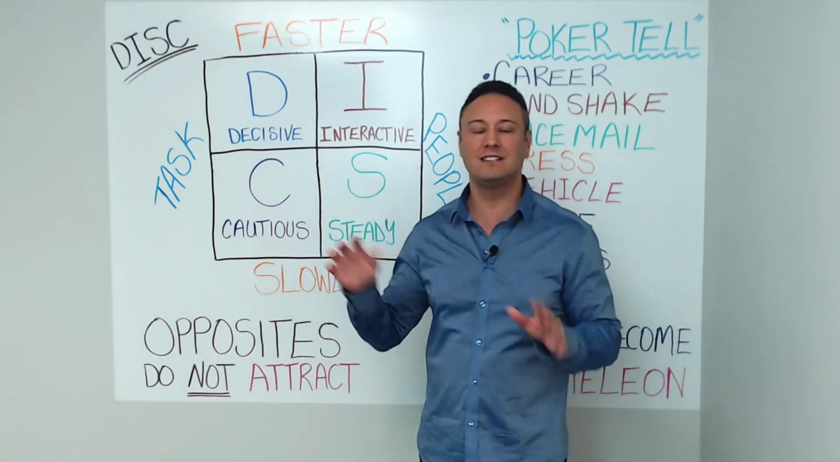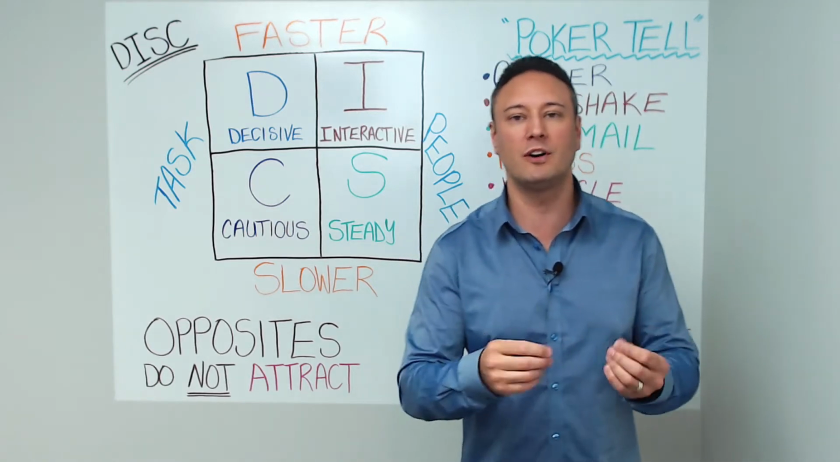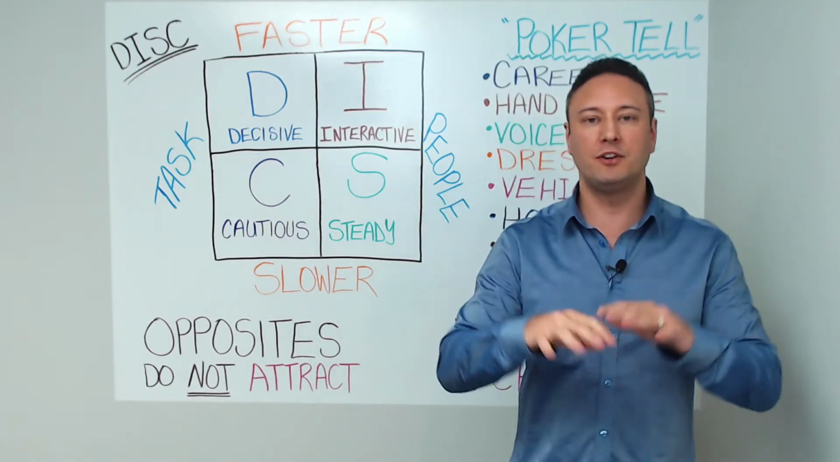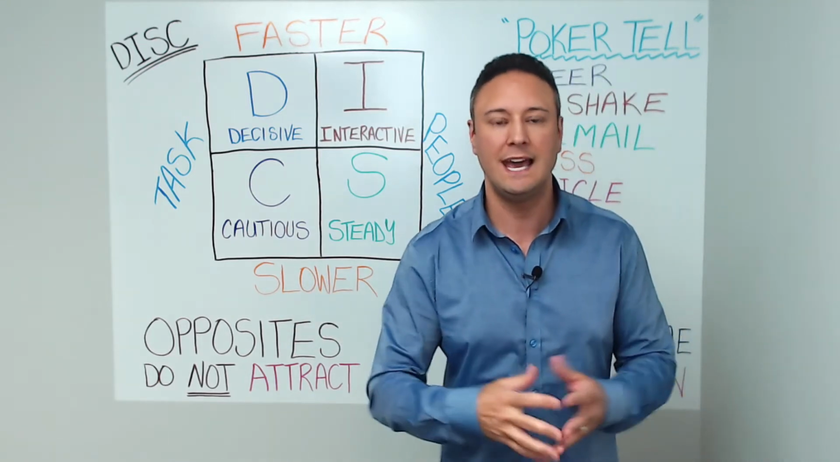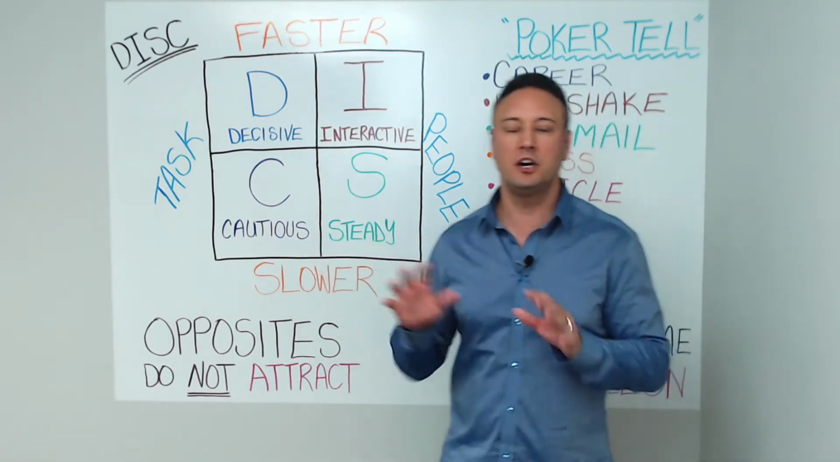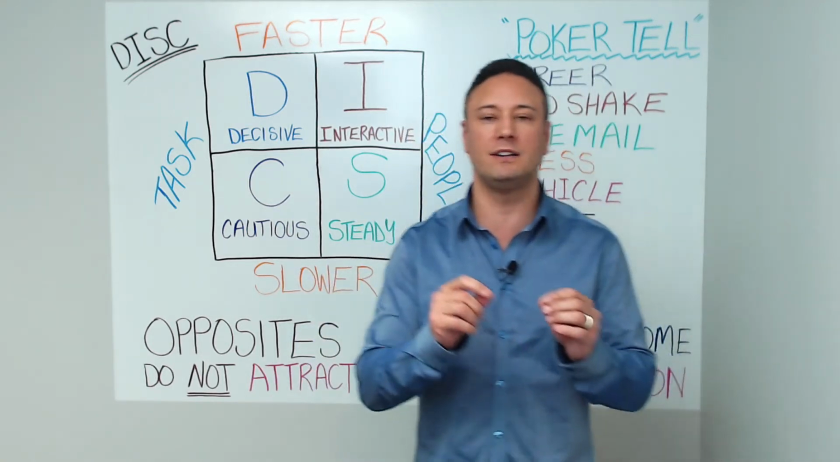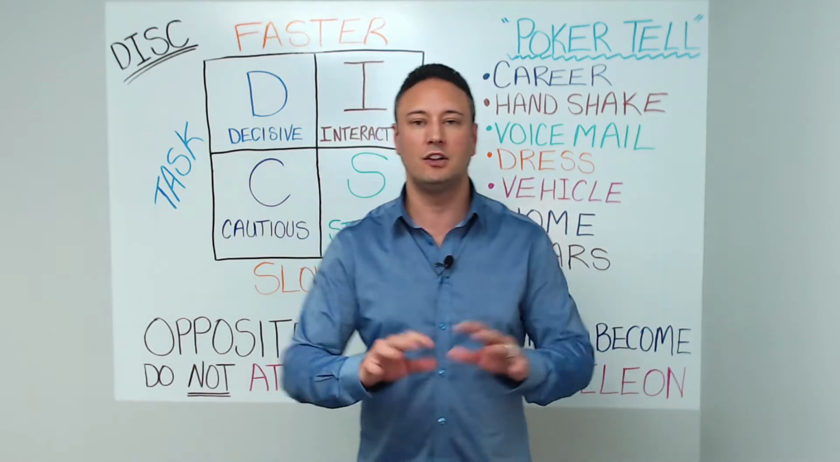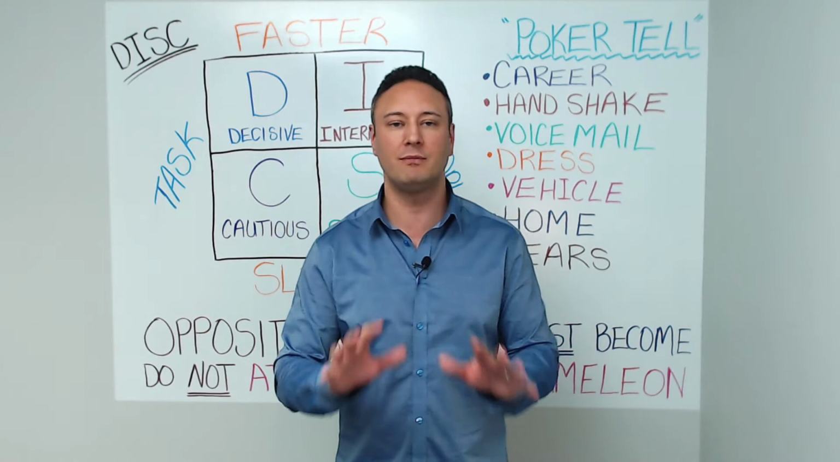The S is a little bit more cautious. They're a little bit more steady. They're a little bit more nurturing, and they're going to be a little bit slower in their tone of voice. And the C is cautious, right? They are going to be very detail oriented. They're going to want to dot the I's, cross the T's, look at all the numbers, get all the information. Don't pressure me. I need more information, right?